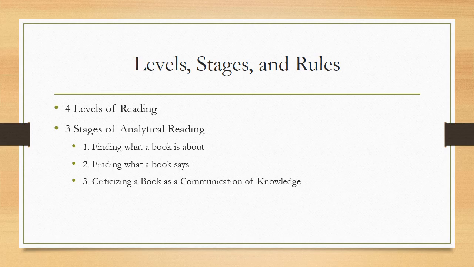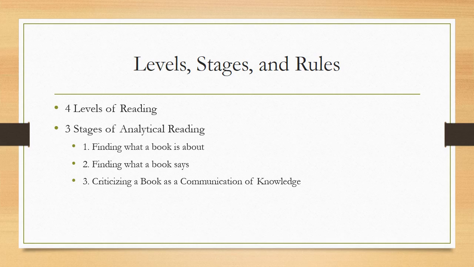Stage 2 is finding out what a book says. So the book is about global warming and deforestation, for example. What does it say about those things? Are they good? Or are they bad? Etc. So you could say that stage 1 is figuring out the subject matter, and stage 2 is figuring out the thesis statement or main argument.